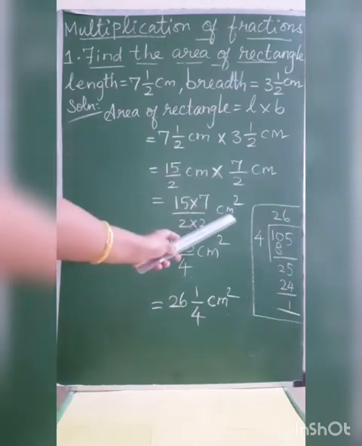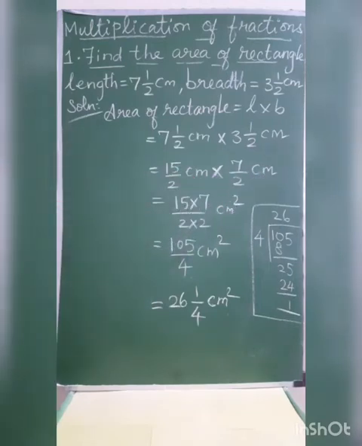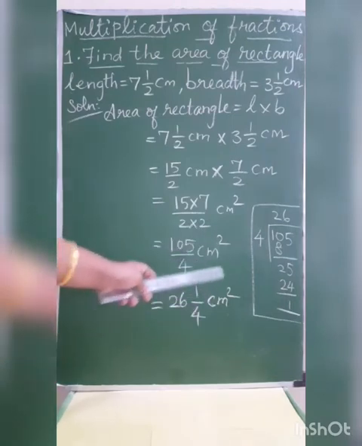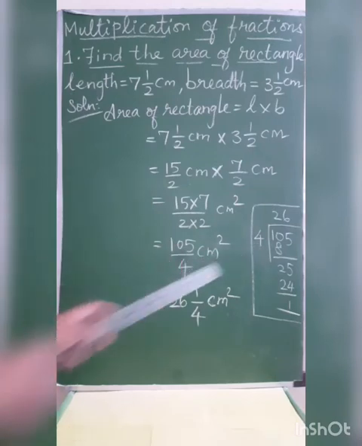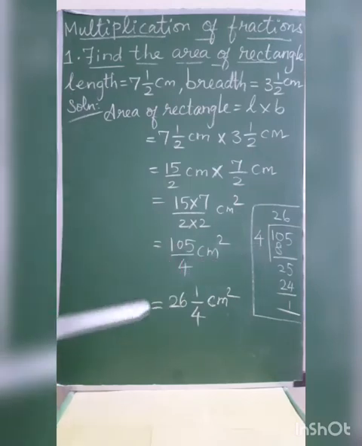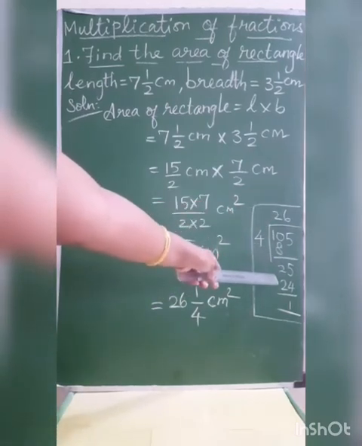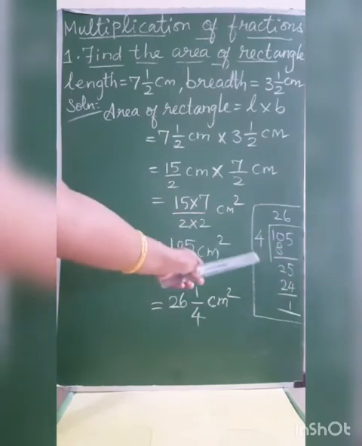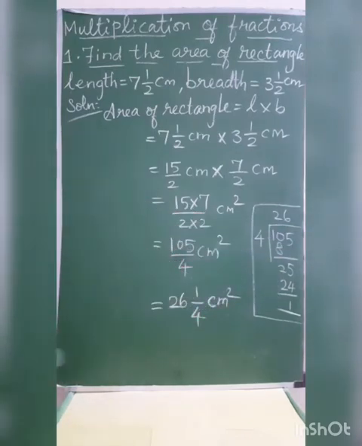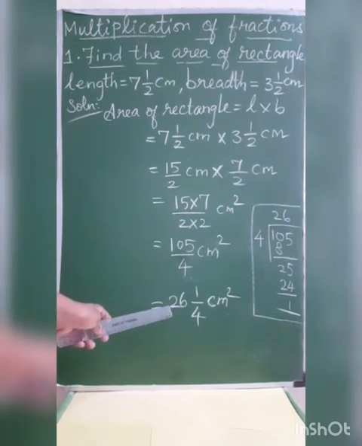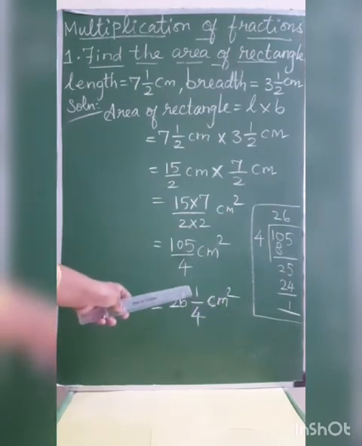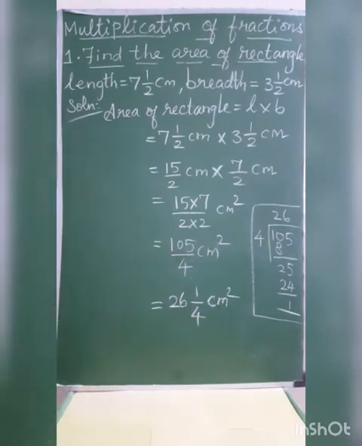Centimeter into centimeter, you have to multiply. So the answer is centimeter square or square centimeter, both are correct. So it is an improper fraction, so change it into a mixed fraction. 105 divided by 4. 4 2s are 8, the remainder is 2. The next number is 5, so 6 4s are 24, the remainder is 1. So 26 is your quotient, which is the whole number, the remainder is your numerator and the divisor is your denominator. Finally, the area of the rectangle is 26 1/4 centimeter square.